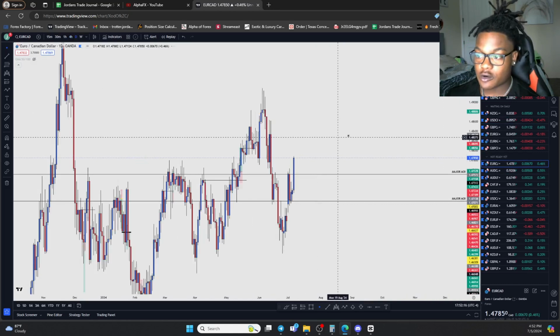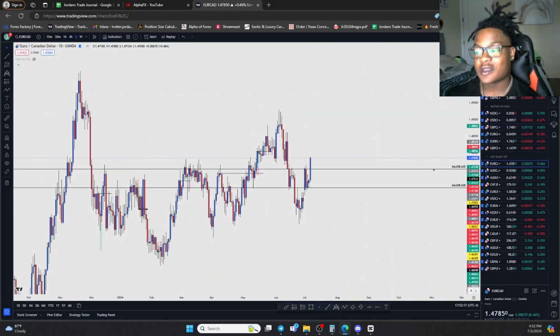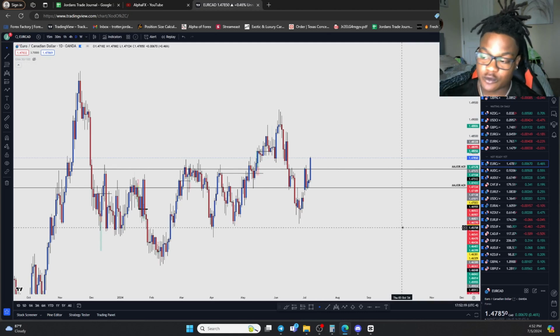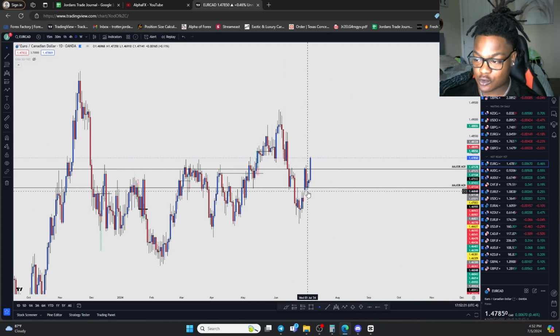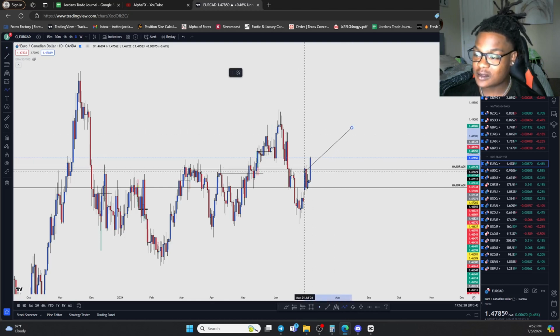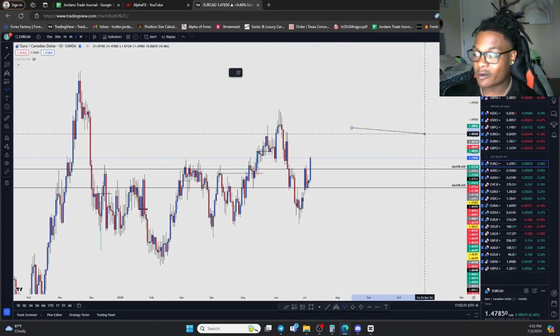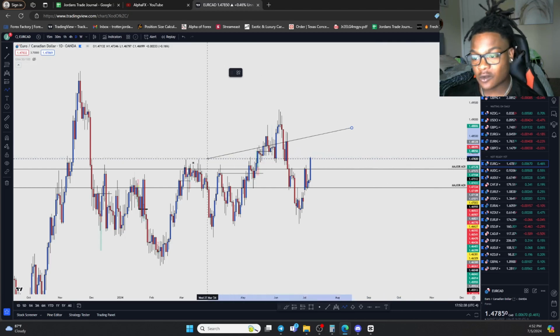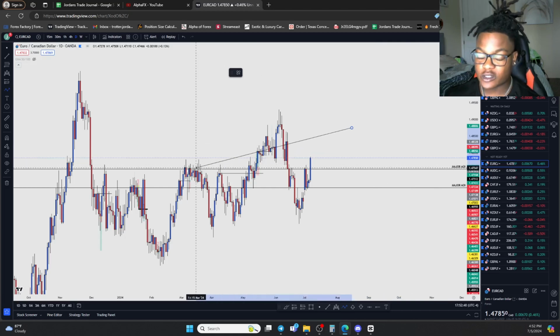So on EuroCAD, to touch up on this, y'all already know, you can see the beautiful left head, right shoulder. We finally broke past that neckline, giving us another break of structure towards the upside, creating that structure at 147,512. And looking at previous data, we can see how 147,512 is a well respected zone.